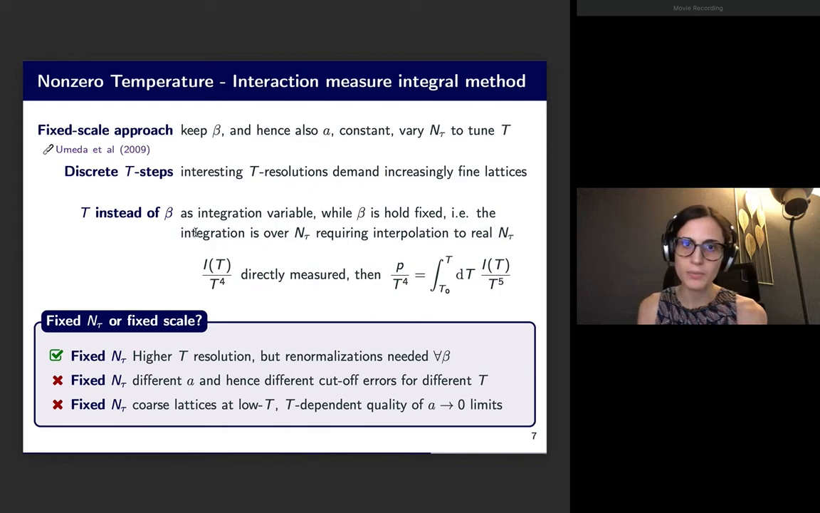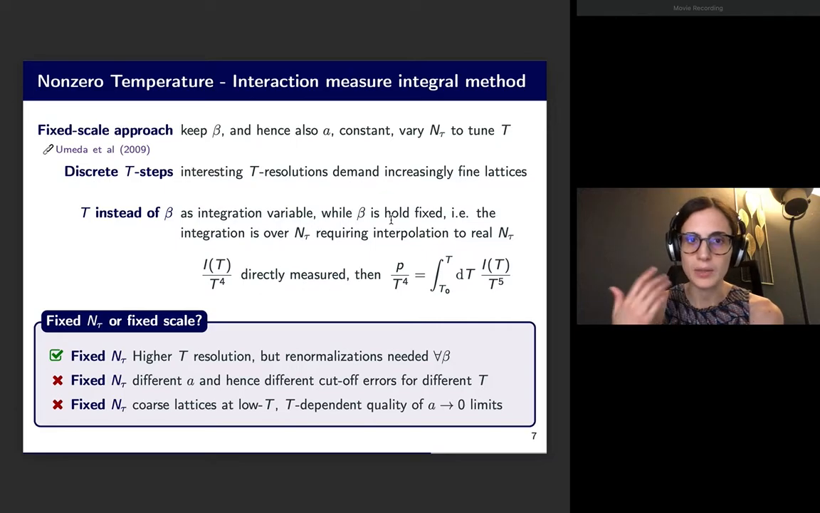The other consequence of this change of approach is that then one wants to take temperature instead of beta as an integration variable. And this is done while holding beta fixed. That is to say that basically we are integrating over n-tau. And at that point, this requires an interpolation to real n-tau because n-tau is the temporal extent in the time direction. So it is a discrete and integer variable, and we need an interpolation to real n-tau. Other than that, the computation goes like we said a moment ago, that you first directly measure the interaction measure, and then you integrate it in order to get the pressure according to known thermodynamic relations.